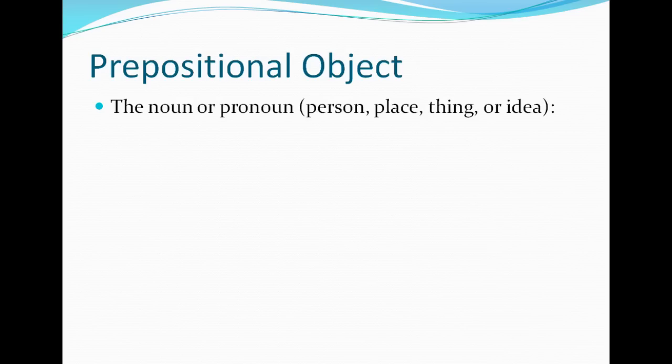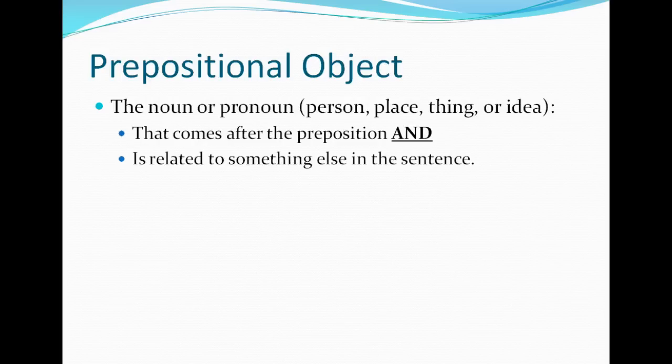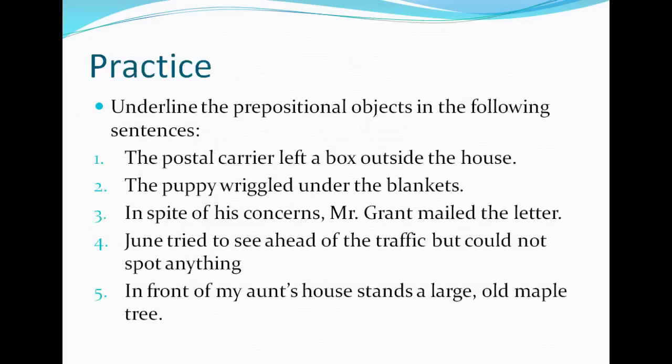Introducing our first new term, a prepositional object is the noun or pronoun, the person, place, thing, or idea, that comes after your preposition and is related to something else in the sentence. Having already identified your prepositions here, look for the prepositional object in the following sentences. Pause the video and underline what you think is the prepositional object.